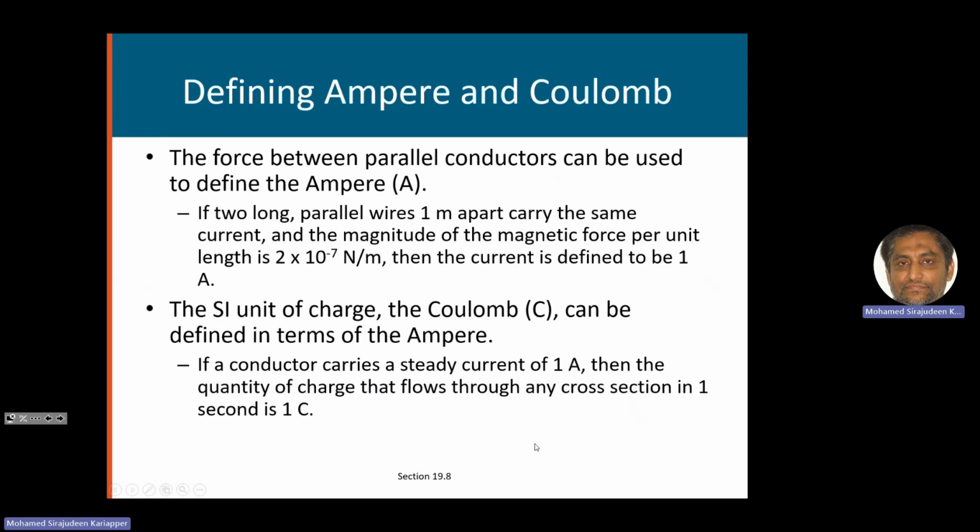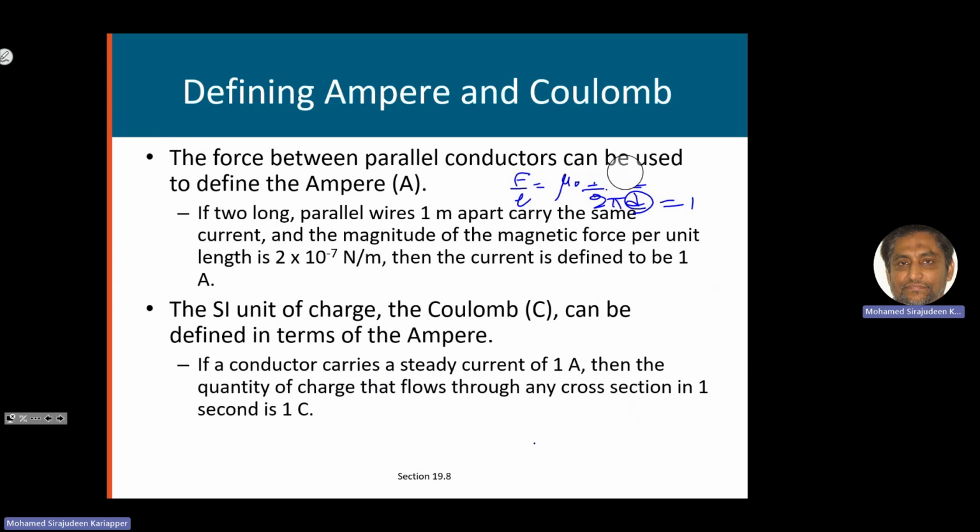Now we can use this magnetic force between two parallel wires to define the SI unit for current. So let me rewrite the equation. Force per unit length is equal to mu0 I1 I2 divided by 2 pi d. This is our equation. So we do this experiment in this way: take two parallel wires and make d equal to 1. So keep them 1 meter apart.